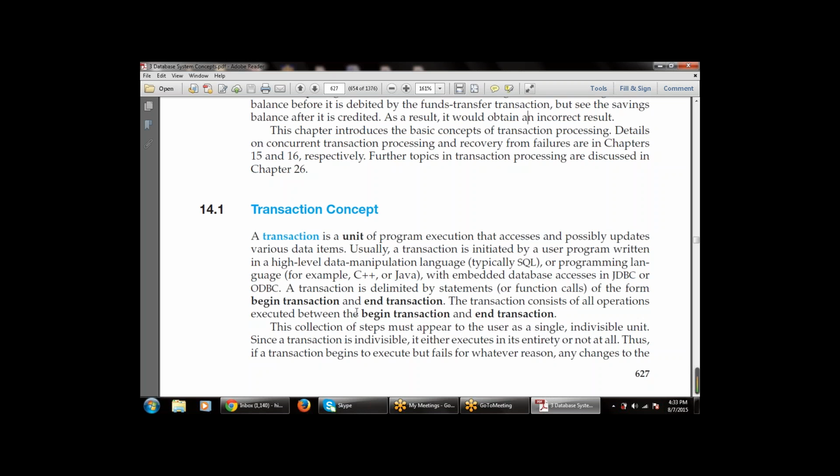Usually a transaction is initiated by a user program written in a high-level data manipulation language, that is SQL, or a programming language, for example C++ or Java, with embedded database access through JDBC or ODBC, that is Java Database Connectivity or Open Database Connectivity.